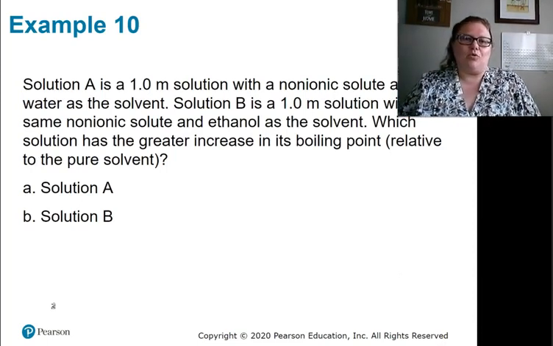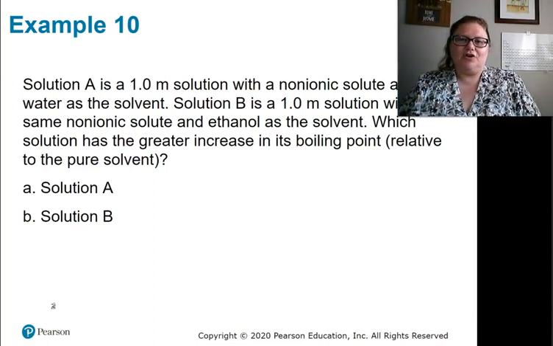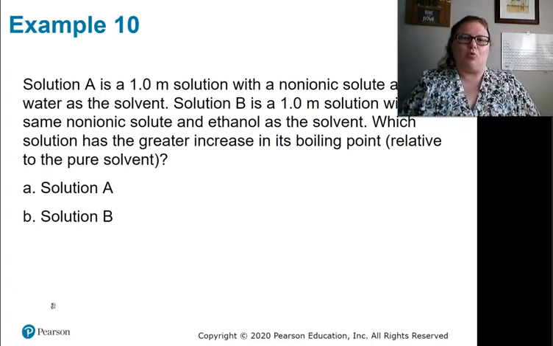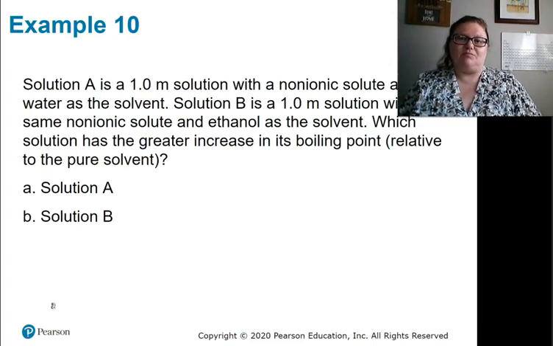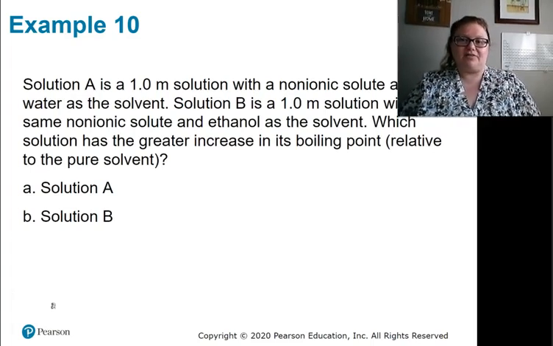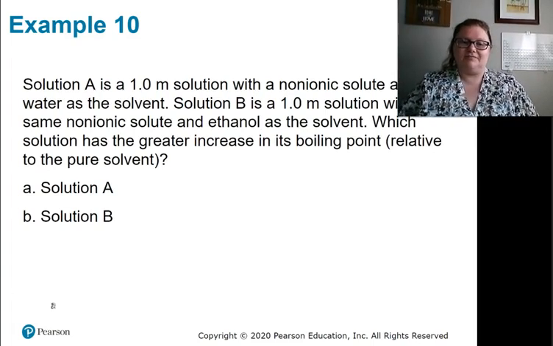Solution A is a 1.0 molality solution with a non-ionic solute, so it's going to stay together as a molecule, think sugar, and water as the solvent. Solution B is a 1.0 molality solution with the same non-ionic solute, but ethanol is the solvent, not water. Which solution has the greater increase in boiling point relative to its pure solvent? So we're comparing ethanol and water. We may need to go back and reference the Kb values for water and ethanol and compare them to their normal boiling point temperatures. I'll give you a moment to give that some thought, and then we'll see what we get.